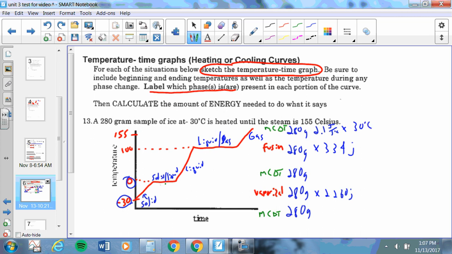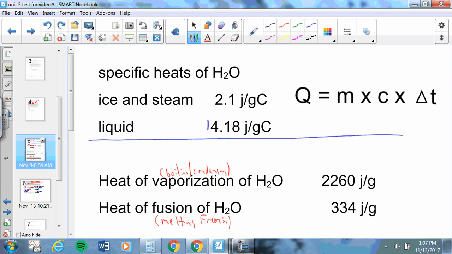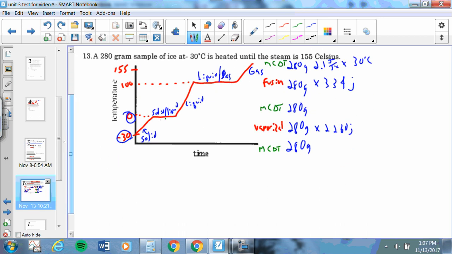The next MC delta T is this part. That's liquid water, because anything between 0 and 100 is liquid. So when I go get this number here, it's this number. Liquid water is 4.18 joules per gram degree Celsius. The change here is from 0 up to 100, which is a change of 100.